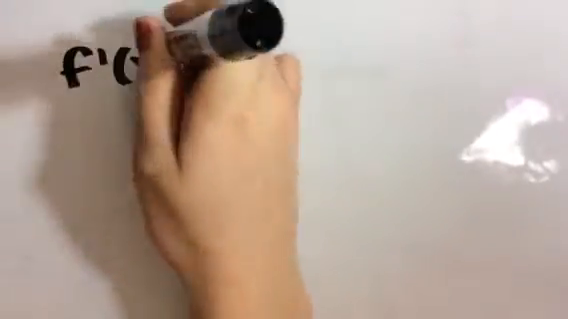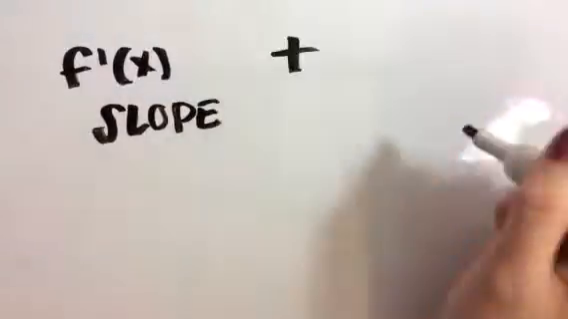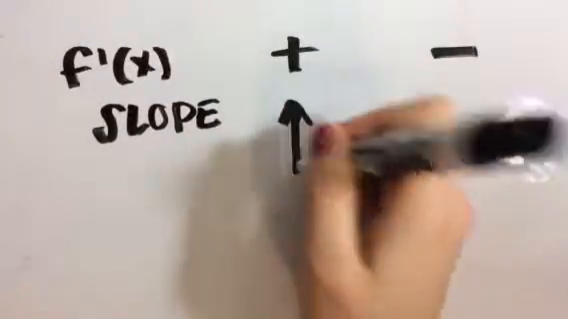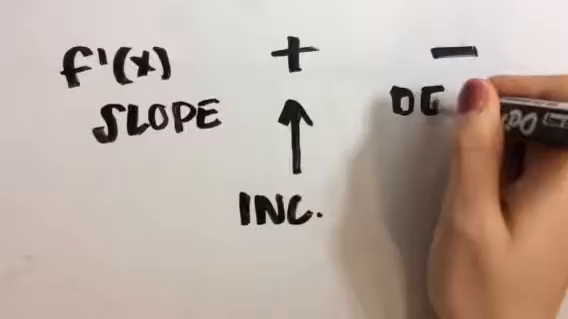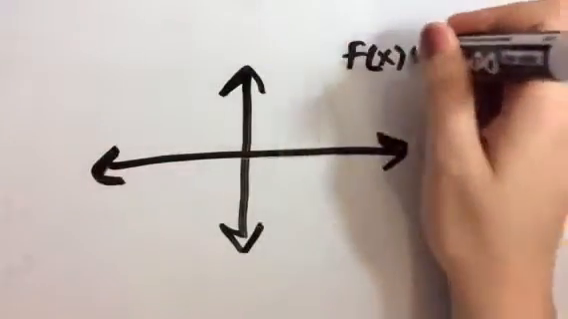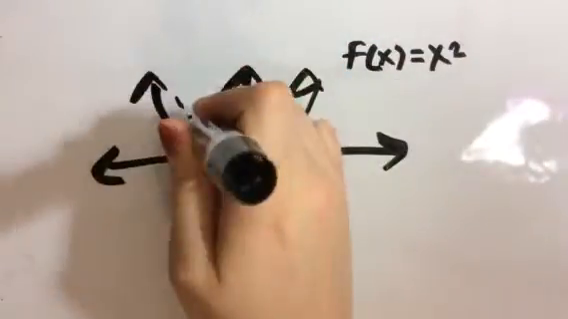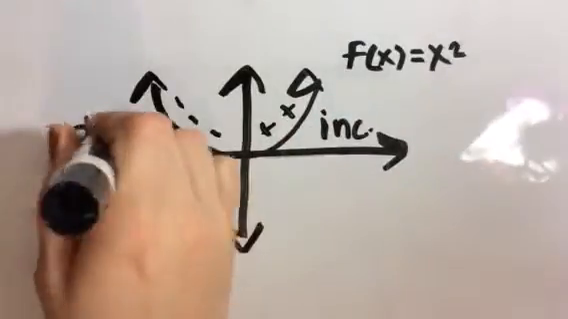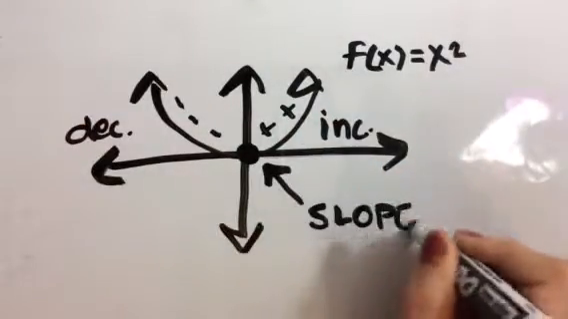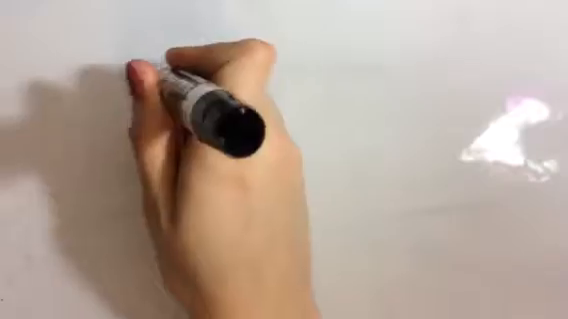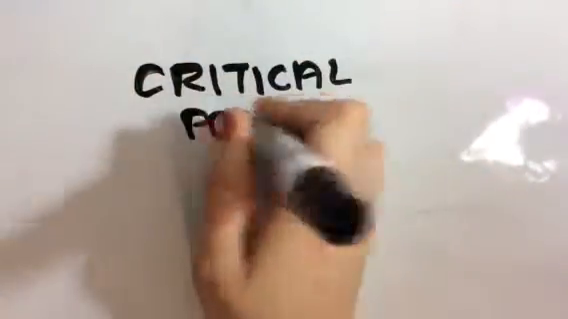or concativity if you watch Khan Academy. F prime of x, the slope, can be positive or negative, and when it is positive, that means your graph is increasing. When it is negative, your graph's decreasing. So, for example, using the equation f of x equals x squared, we can see where it is negative and where it is positive. So where it's increasing and decreasing, and the point where this changes is where the slope is equal to 0, which brings us into critical points.